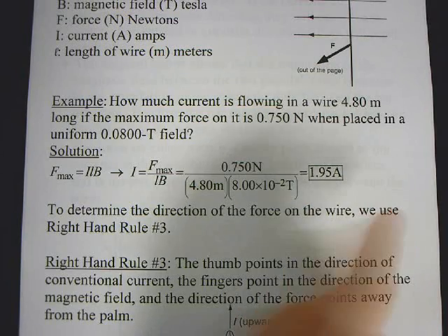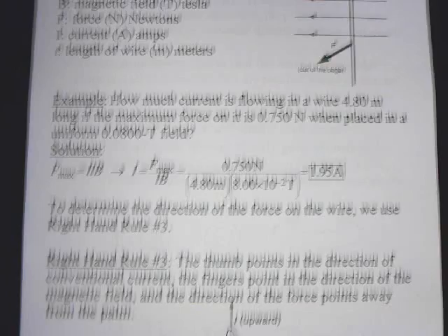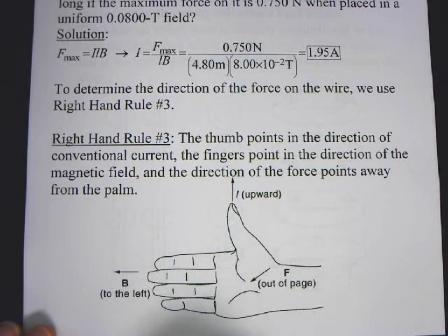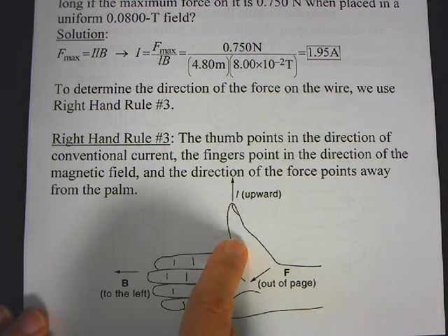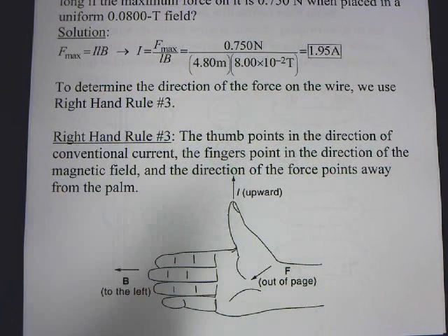So if I want to find the direction of the force on the wire, again, you use right-hand rule number 3. So here's a picture of your hand. The current is the thumb, B is going to be the fingers, and then F is going to be the palm.